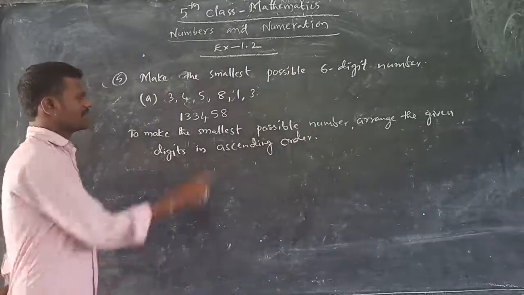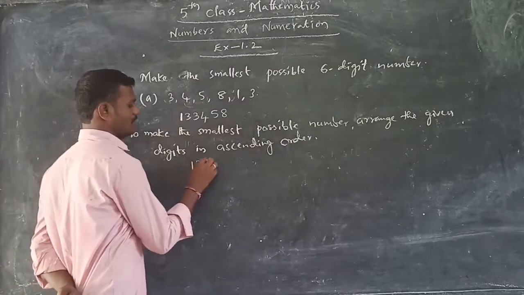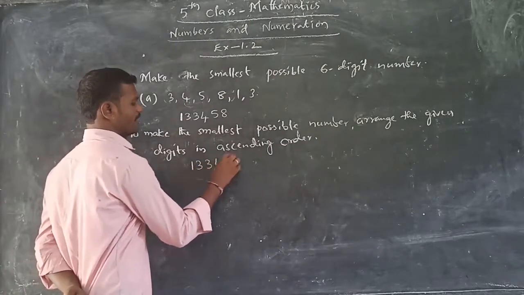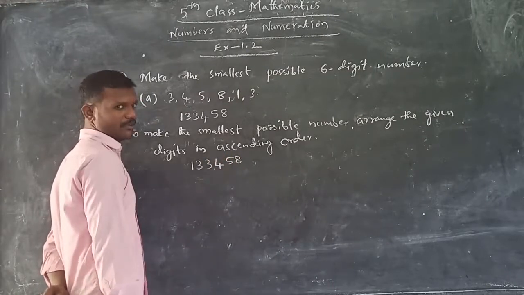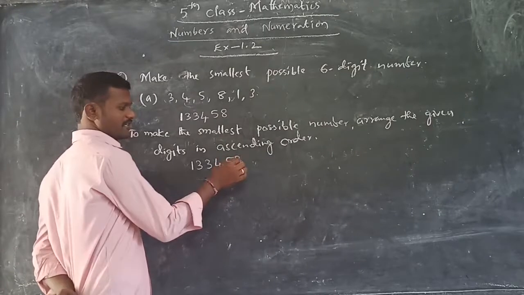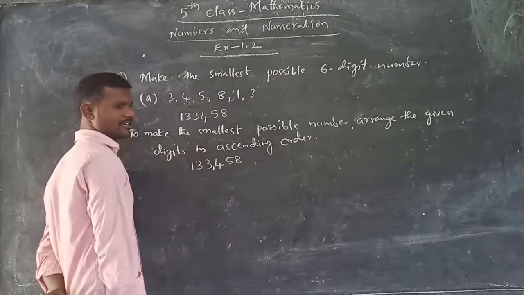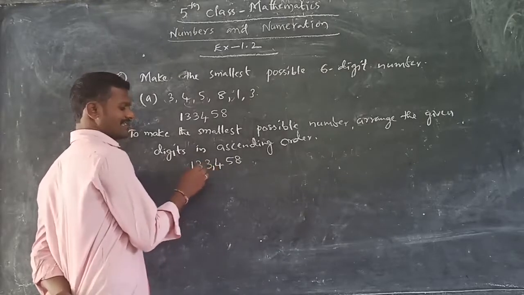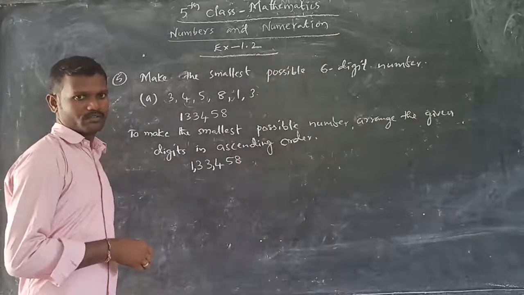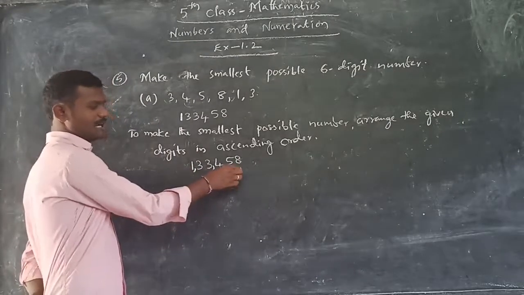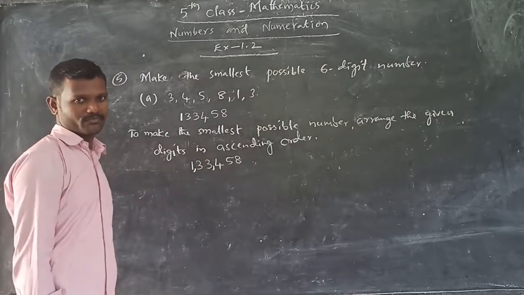Okay, then what are we getting? This one we are getting: 1, 3, 3, 4, 5, 8. Now separate them by commas. Where do we have to keep commas? First, after 3 digits: ones, tens, hundreds. Here you have to write a comma. Thousands and 10,000s, then write a comma. Lakhs and 10 lakhs, then write a comma. Only the first you write after 3 digits. For the remaining, you write the commas after every 2 digits.